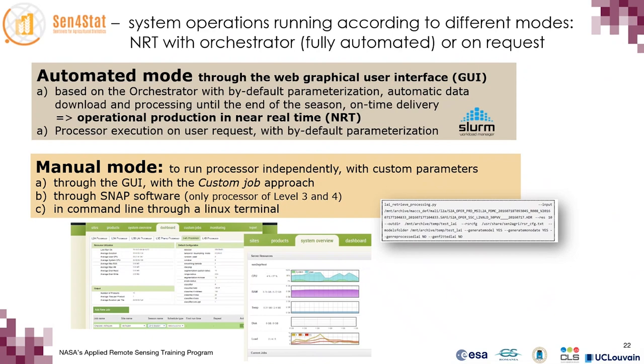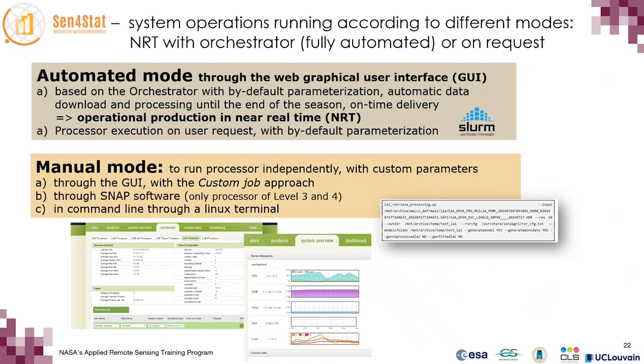The download will be checked every hour. The processing will be triggered based on the availability of a new image or of a new in-situ dataset, which triggers the production of a crop type map, for instance. This is very much suited for operational production in real time. Of course, this automated mode can also be run on user request whenever you want.